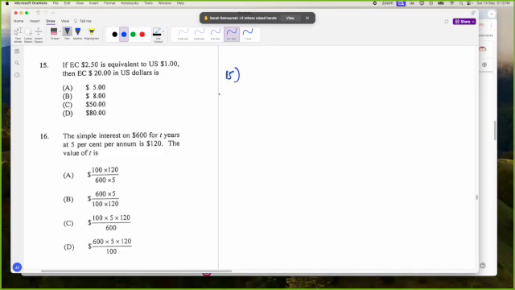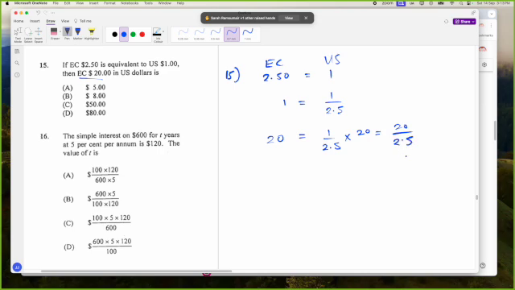15. Right? So I see in here, I have some answers. Some people are saying B. So let's see if EC is 250 and US is 1, right? EC20 will be what? Well, I could find for one EC to be 1 over 2.5, right? And therefore 20 EC will be 1 over 2.5 multiplied by 20, or 20 over 2.5.